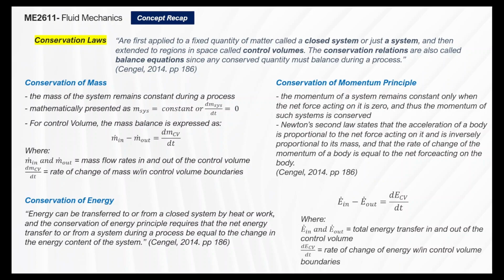For conservation of linear momentum, or the conservation of momentum principle, in a nutshell, the total linear momentum of an isolated system remains constant unless an external force is acting upon it. Our basis here is Newton's second law, which states that the acceleration of a body is proportional to the net force acting on it and is inversely proportional to its mass. The change in momentum of a body is equal to the net force acting on the body. So the combined mass and velocity of objects in a closed system remains constant unless there are external forces. This is something that you've learned way back in statics, mechanics, and dynamics.